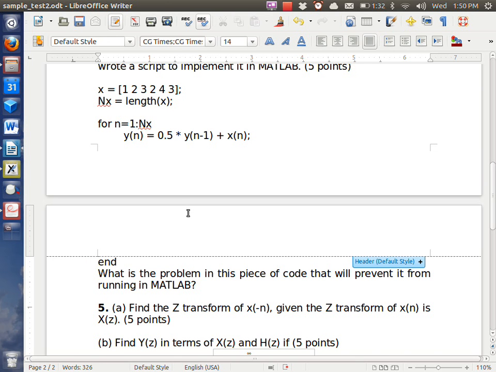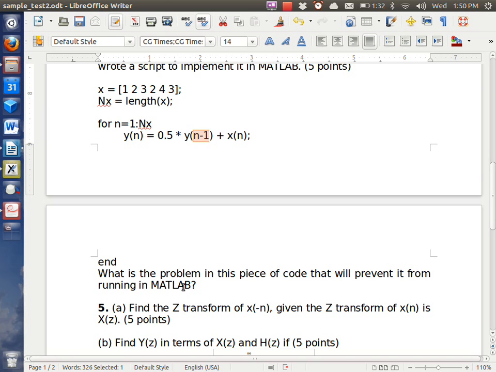Is it the initialization on 0? Should it be y of n plus 1? No, I'm starting my loops at 1 this time. This guy?